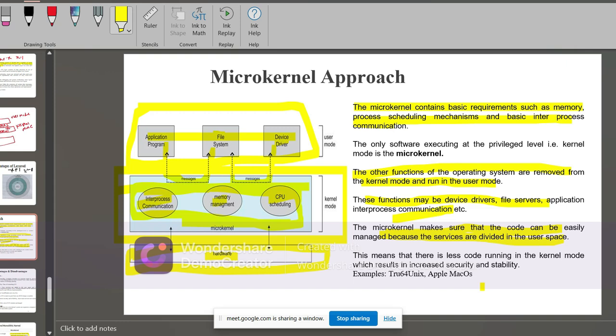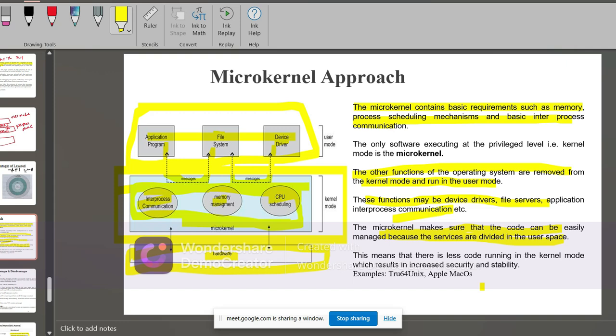So again, I will repeat this. Only essential OS functions, for example process and memory management, run in the kernel space, while other services run in user space. So you can think of microkernel architecture like a company where only critical tasks are handled by the core team while other tasks are outsourced.